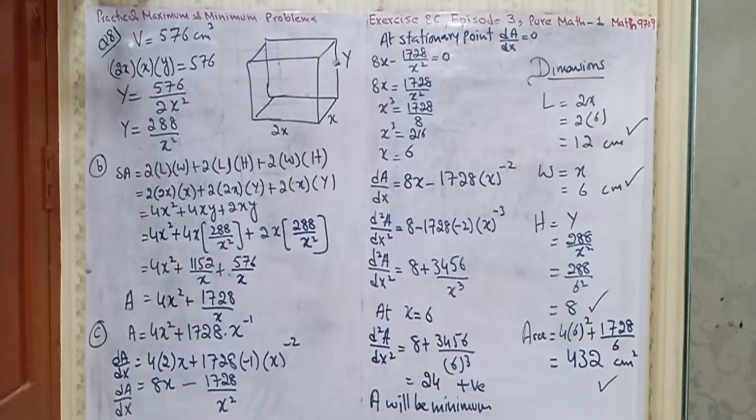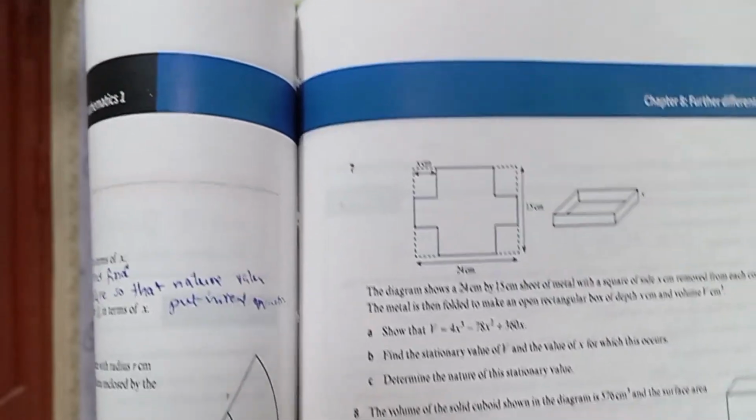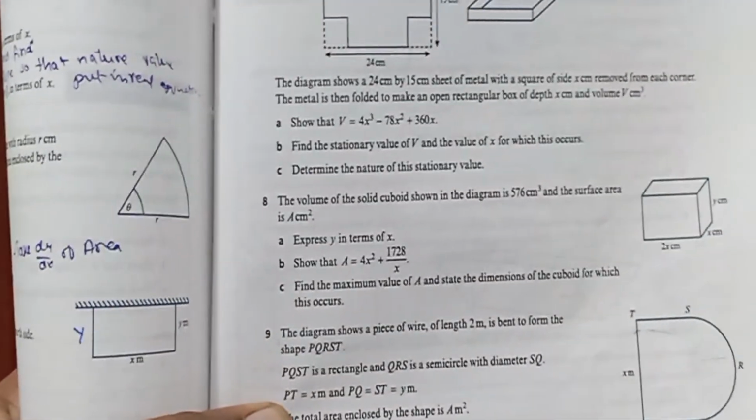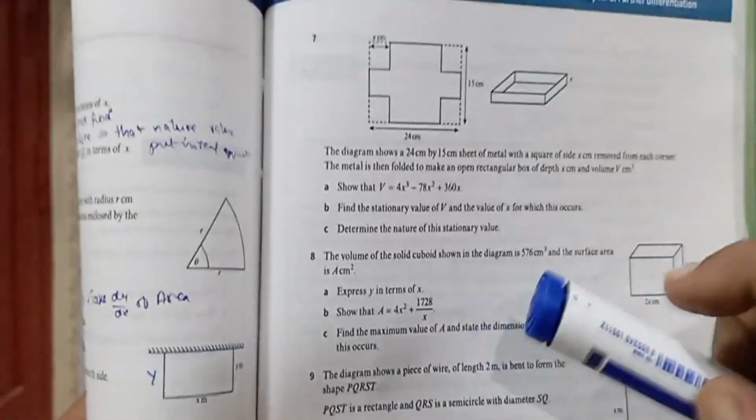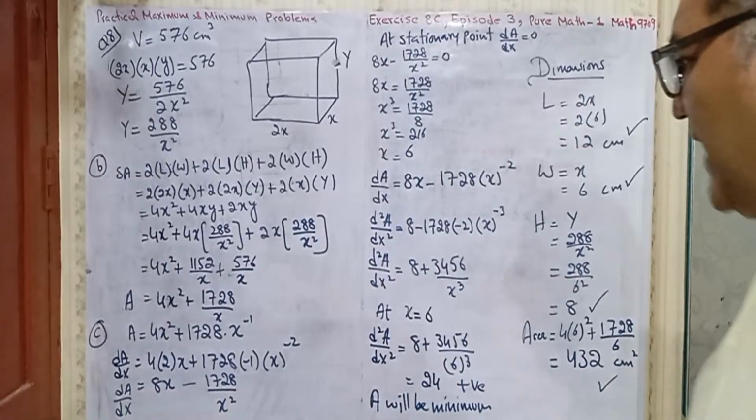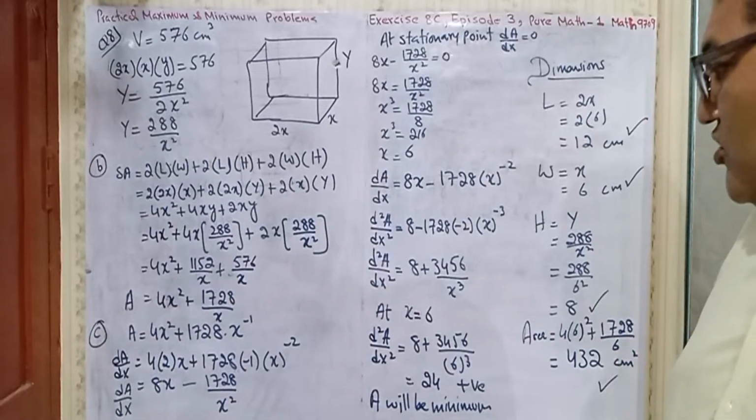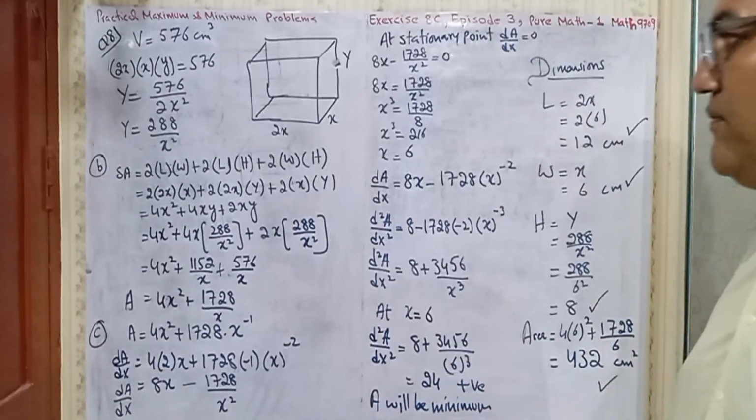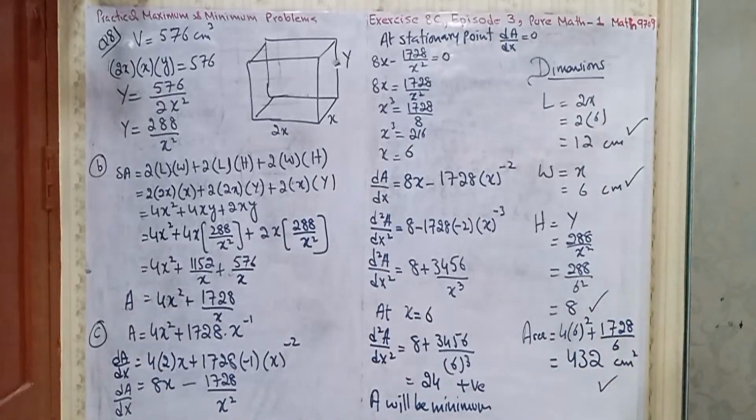But there's a problem. Question number 8: find the maximum value of A and state the dimensions of the cuboid for which this occurs. I don't think this word "maximum" is right, because at this value of x my second derivative does not come negative. It's positive, so that means it's a minimum. So I think there is a typing error in the C part.